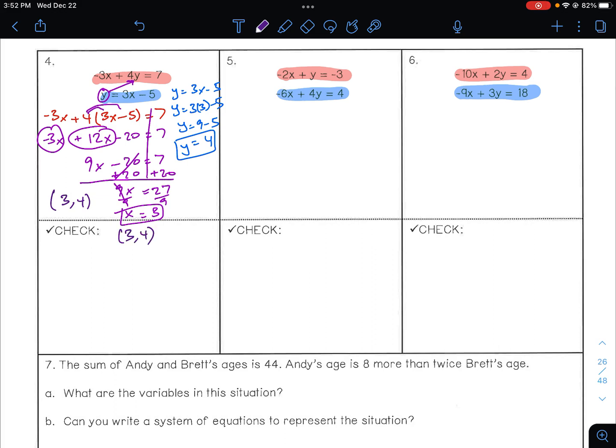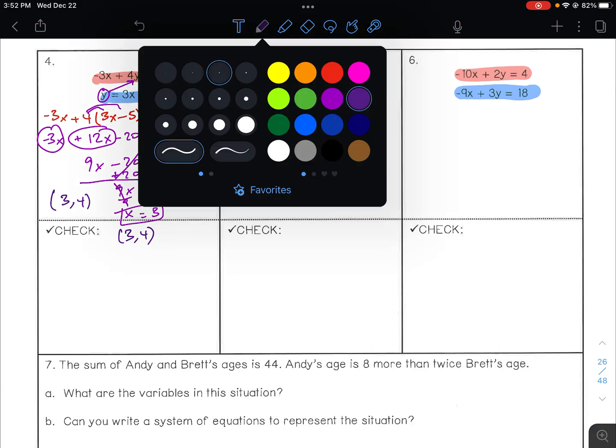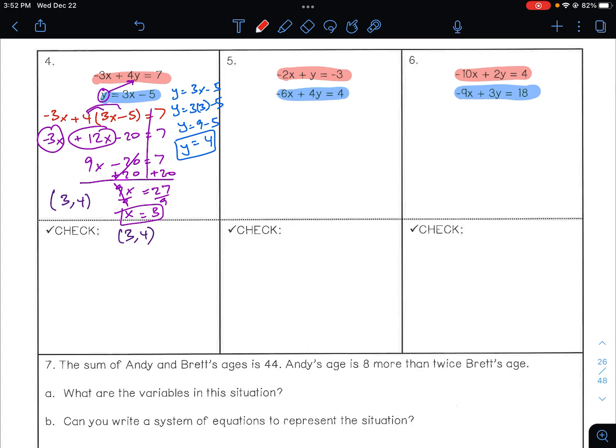I know for sure that's going to be correct for this one because that's the one I actually solved for. I need to check the other equation, the one I didn't check. So I'm going to check 3x plus 4y equals 7. So x is 3, y is 4. Let's be clear on that.